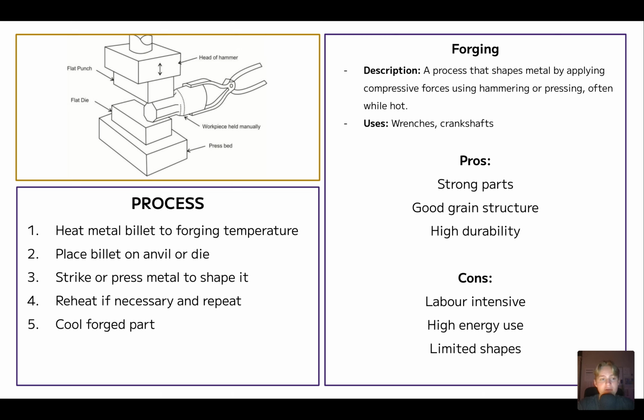So the process you describe in your exam would be heating the metal billet. You have to remember that, billet, to the forging temperature, which will just be hot but not molten, but malleable, to a point of being malleable. Then you'd place the billet on an anvil or die and strike or press the material. So again, it's striking with a hammer onto an anvil or pressing the material in a hydraulic press to shape it. You then reheat if necessary and repeat. And then once you've created that shape, you would just cool the forged part. You could potentially cool it very quickly and create something tempered to increase strength.